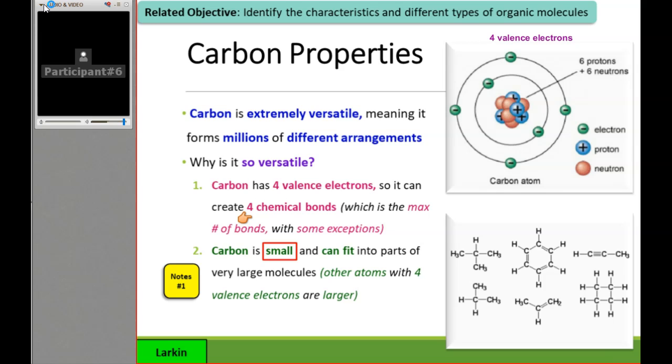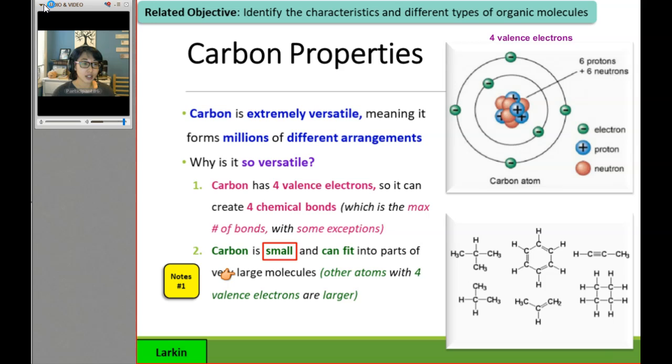Now, in addition to this, the other reason that carbon is so versatile and used for living things is because carbon is the small one. So carbon is one of the smallest atoms, and it can fit into parts of very large molecules. So you can have lots and lots of carbons that are all connected to each other, and they can still work really well together because carbon is so tiny.